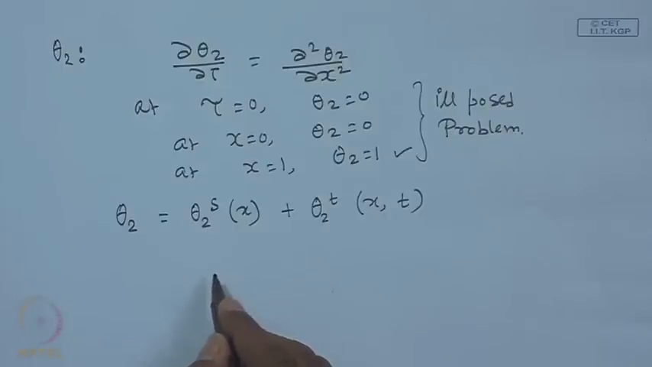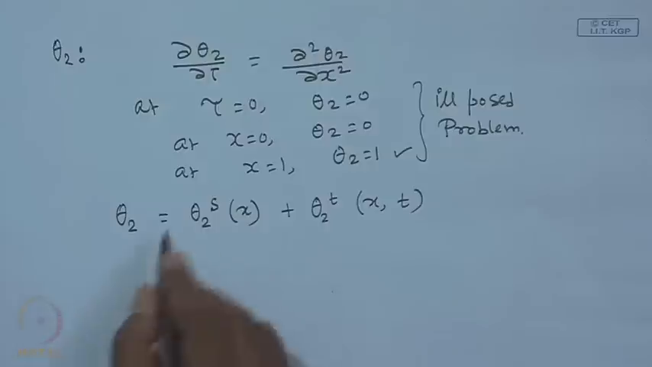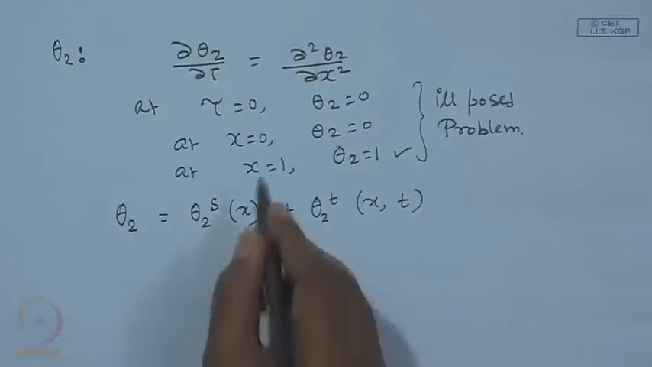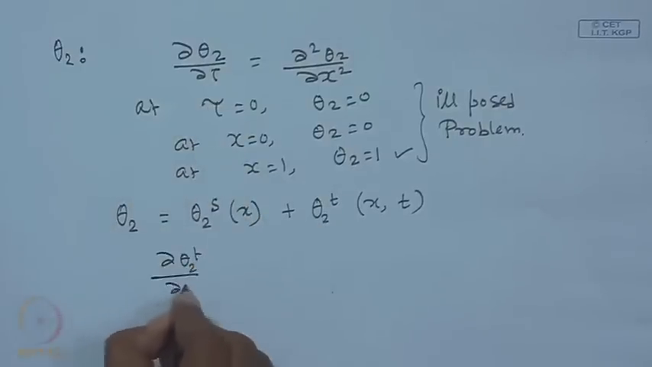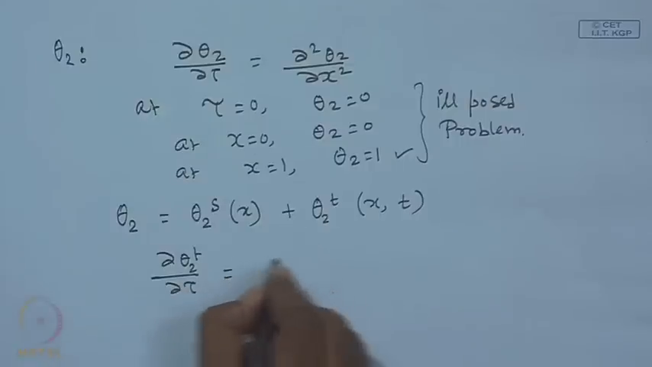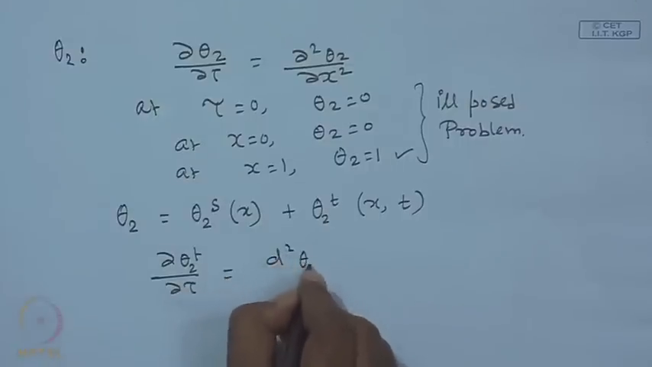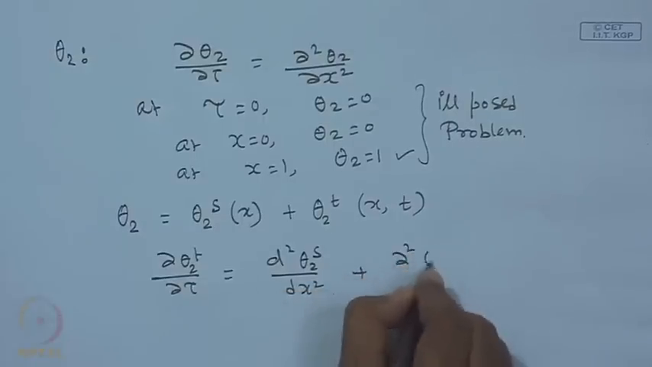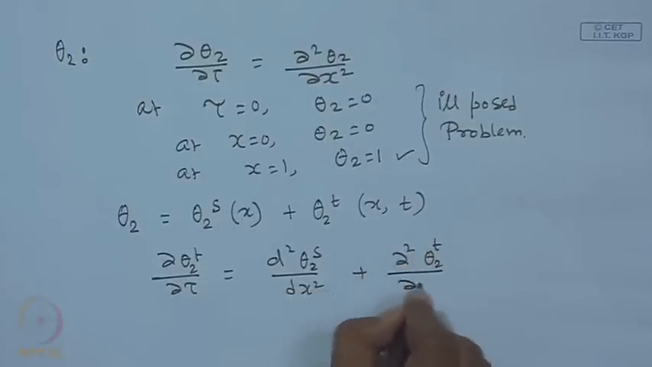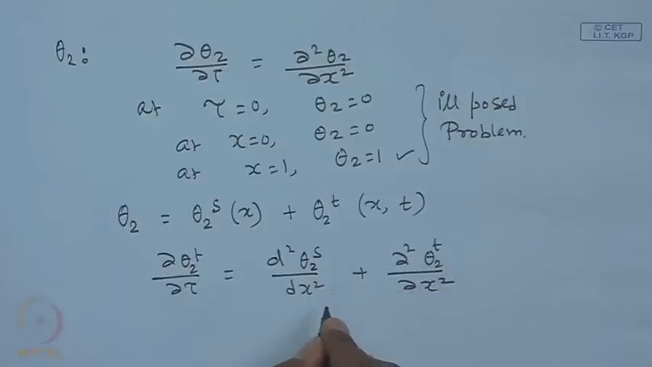Now, exactly the same way we have proceeded earlier, we will be solving this problem. We just put these equations there. So, this becomes del theta 2 t del tau is equal to d square theta 2 s d x square plus del square theta 2 t del x square. We collect the similar order terms and can get the solution of theta 2 t and theta 2 s.